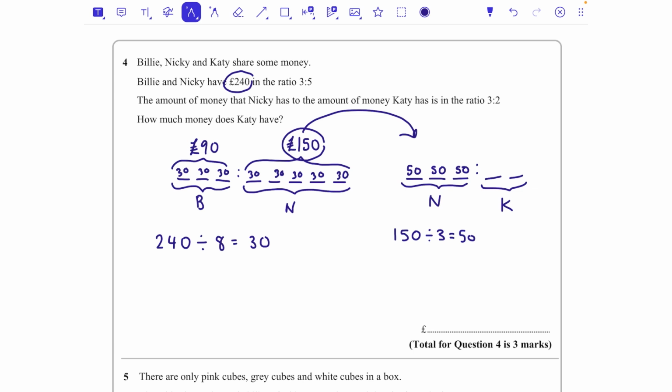And with ratio, if those piles have 50 on them, then we know that these piles have 50 on them as well. So we're asked how much money does Katie have, and we can see that Katie has £100 because she has 50 and 50 on 2 piles, so £100 would be your answer there.